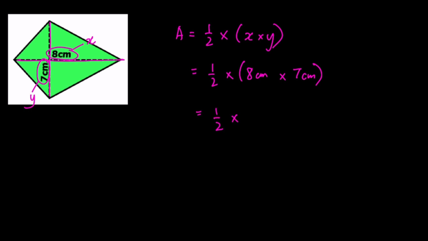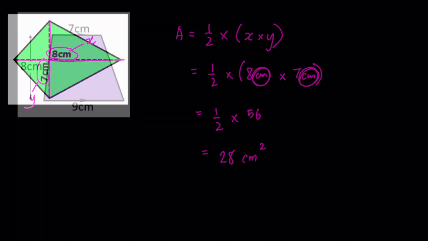1/2 times 8 times 7 is 56, so I'm going to do that bit first, and 1/2 of 56, or 56 divided by 2, is equal to 28. And don't forget, with your area questions where you are timesing centimeter by centimeter, you have to go centimeter squared.